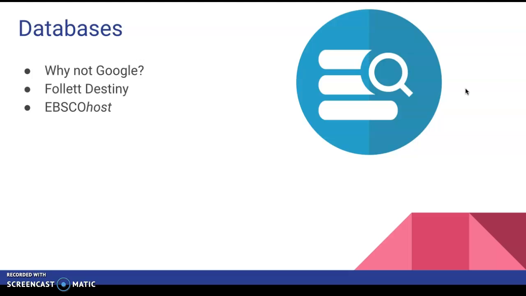So today we'll be discussing databases, and we're going to explore two in particular, Follett Destiny and EBSCOhost. Now you're probably wondering, why not Google? Google is pretty much the largest database out there. We can open it up on our phones or computers and find any amount of resources. Well, as we know, certain resources on Google are not very credible.